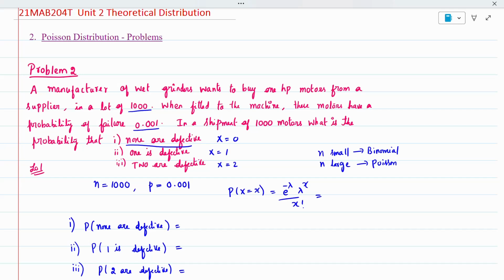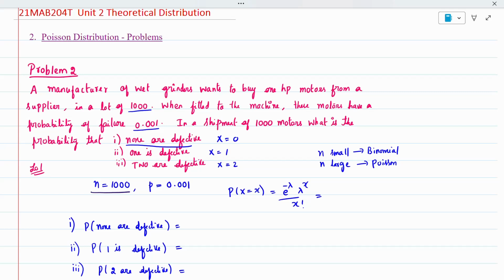Okay, so it is given in the question n is 1000. Probability p is nothing but 0.01. Don't write q is 0.01, it's wrong. p only is given in the question. It is 0.01. Probability only we have to consider.